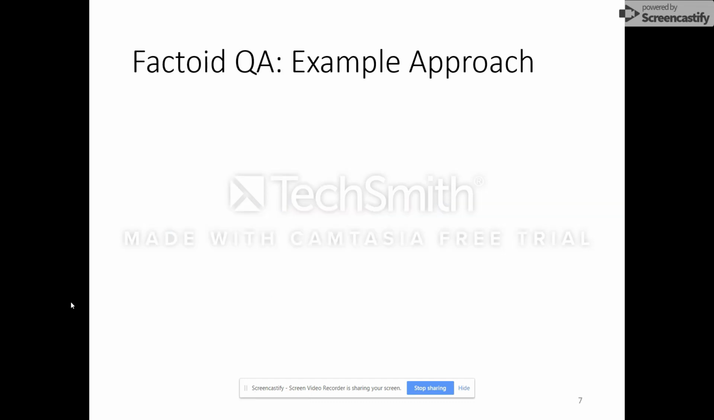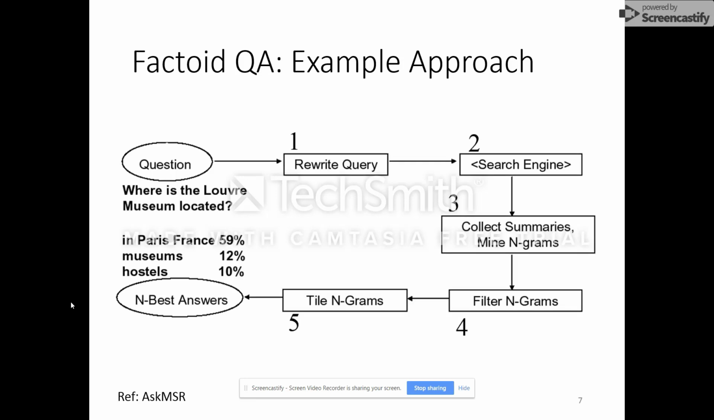Okay, so moving forward, let's look at an example approach that is adopted within Factoid question answering systems. You have a question, and you would typically rewrite the query. You have a question like where is a particular museum located? You might need to rewrite the query into different kinds of versions of the query. You would submit these to search engines. You would collect the results from the search engines for those queries, and you would collect the summaries and mine n-grams. N-grams are like word n-grams, so you could look at sequences of words that are frequent among the results in the web search.